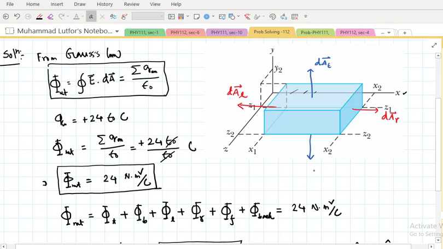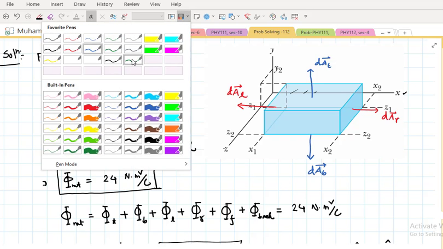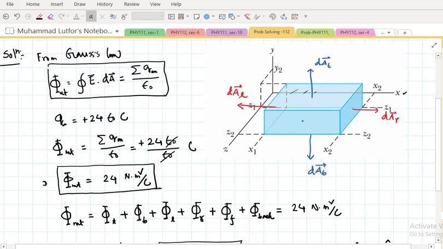So this one with that dA bottom. What about the front and back? You can easily find out. Say this would be your area vector towards that direction, which would be that area for the front surface. Then this would be the area vector for the back surface, right? That's the direction of the area vector of these six surfaces.